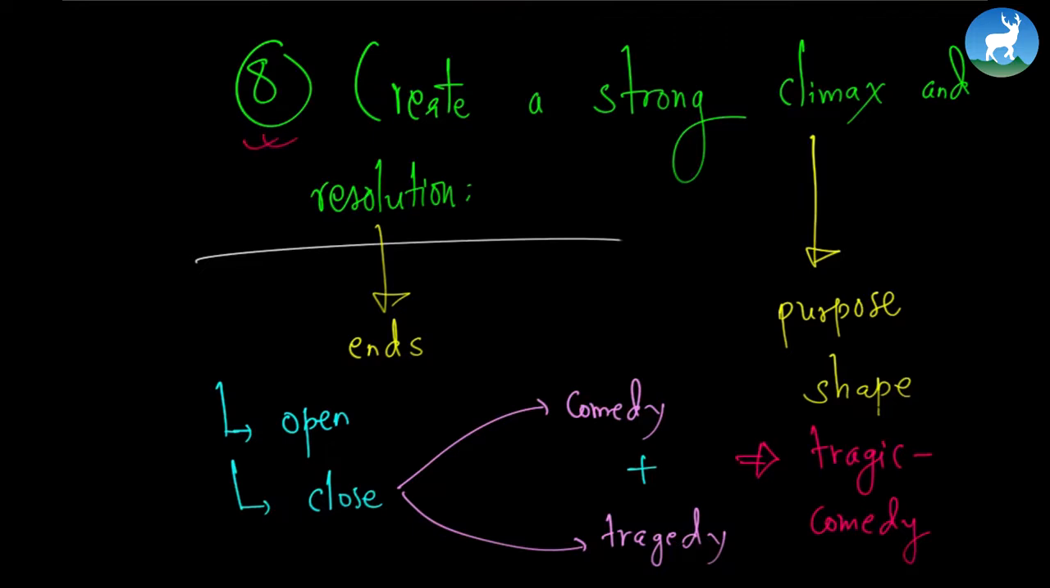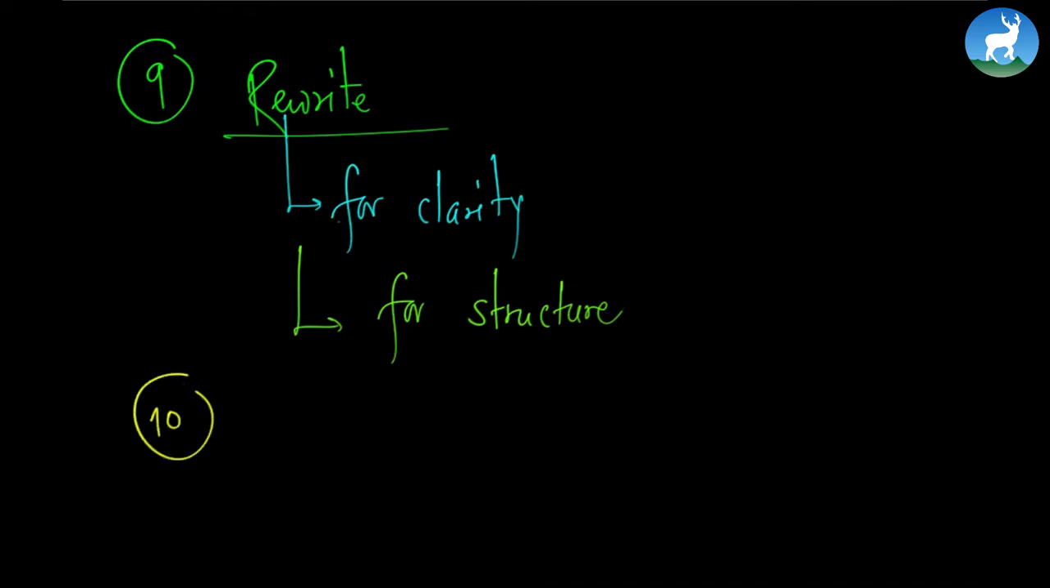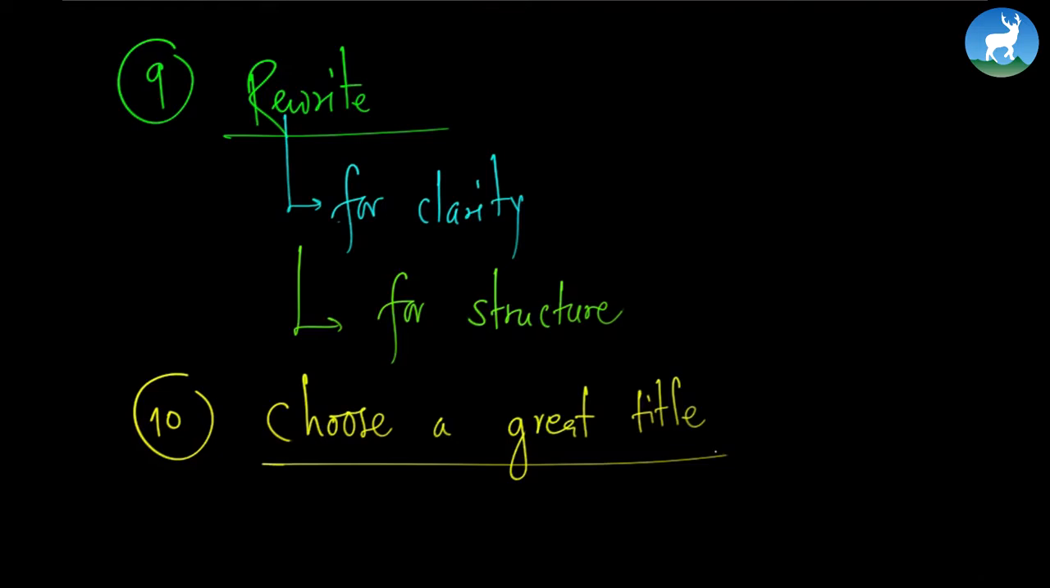Now let's go to the 9th advice. The 9th advice is rewrite. And why rewrite? Because you are rewriting for clarity, and another reason is you're rewriting for structure. All right, you're rewriting for clarity and you're rewriting for structure. Finally, the last advice that I would like to give you is choose a great title. This you can actually do towards the end of the story. So choose a great title, and now it is time to submit your short story to the contest and publishers. Well, good luck. So this is how we write a short story.